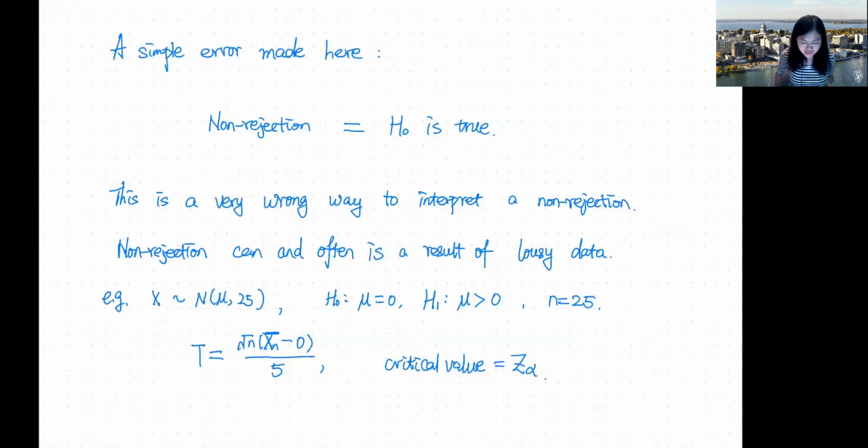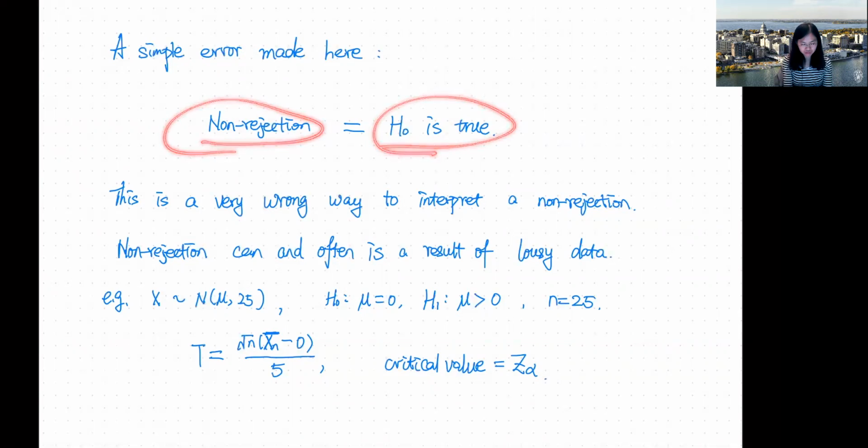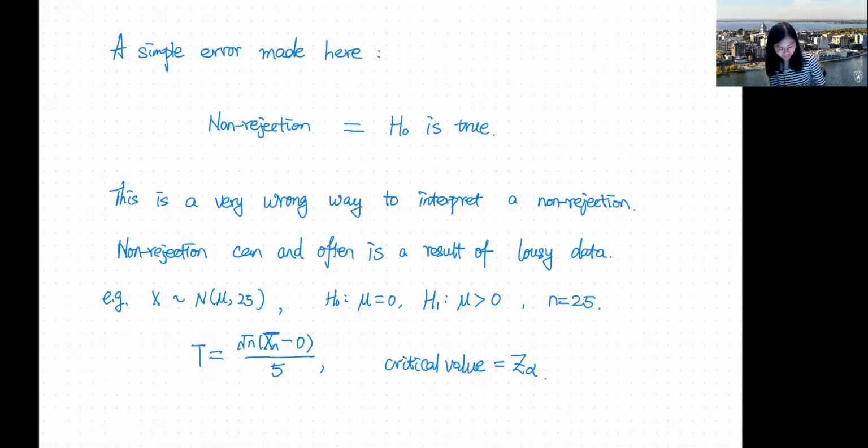Let's consider a numerical example to show you how misleading equating non-rejection to a true null can be. Suppose that your variable of interest follows a normal distribution with an unknown mean mu and a known variance 25. You want to test whether mu equals 0 or not. Say mu is the efficacy of a mask, the protection that a mask provides for you. And the null hypothesis is that it doesn't provide any protection, mu equals 0. And H1 is that it does provide protection, mu is greater than 0. Say at the beginning of the pandemic, you really don't have very good data. Suppose you only have a random sample from 25 people actively exposed to the virus or something. So you have n equals 25.